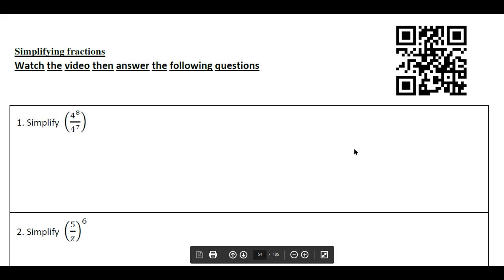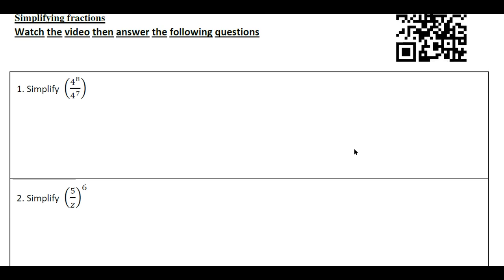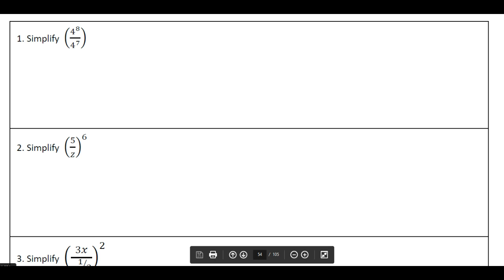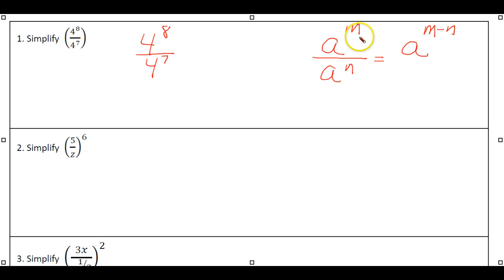Going on to page 54 now. Let's look at the strategy involved here. Looking at the rule, we said that when the bases are the same and we're dividing, we just subtract usually the smaller number from the larger number, and that's indicated here. So the 7, again, I tell my students when it crosses that division bar, the sign of the 7 changes. So we get 4 to the first, which is, of course, just 4.